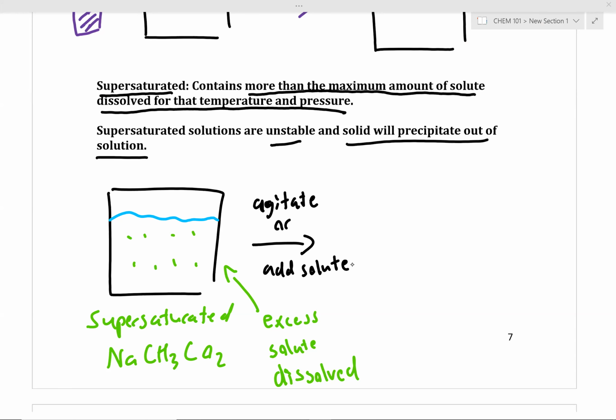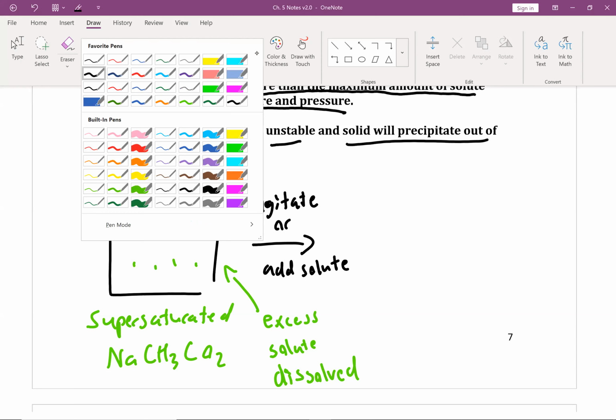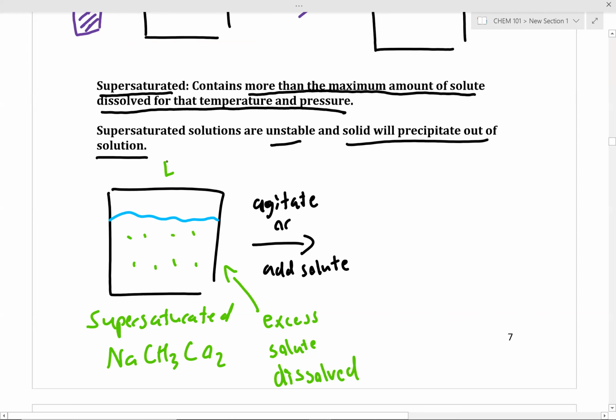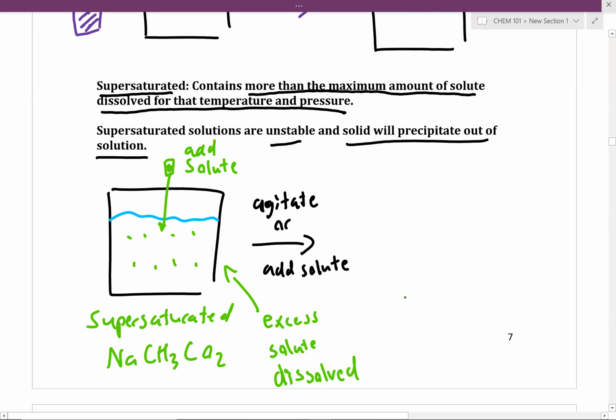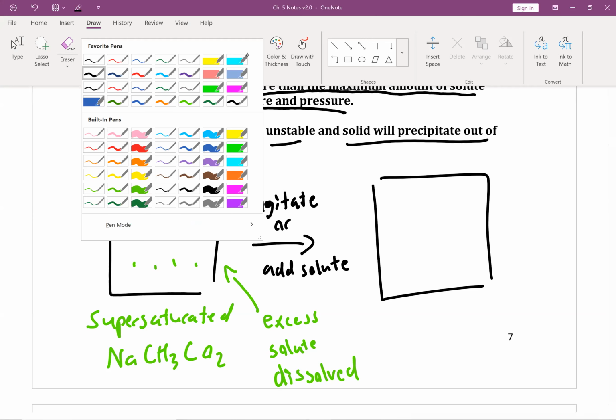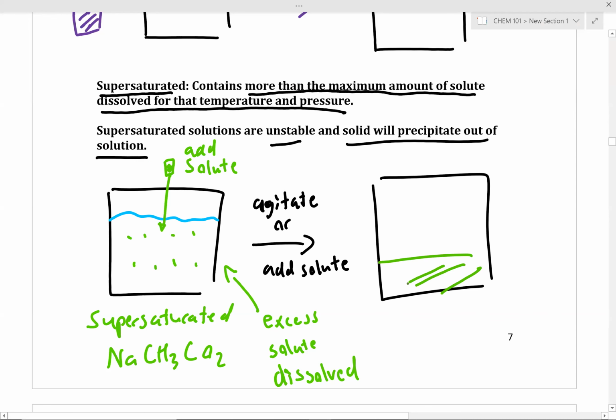So you can see this quite dramatically with sodium acetate, and I would encourage you to look up a video of this on YouTube. If you take your sodium acetate, if you try adding solute to this supersaturated solution, you're going to see instantly that a ton of solid will crash out of solution. So you'll see a large layer of solid at the bottom of your flask as the excess solute precipitates.